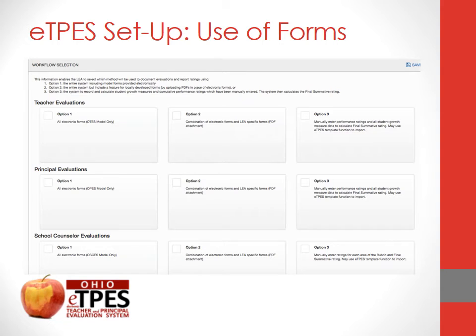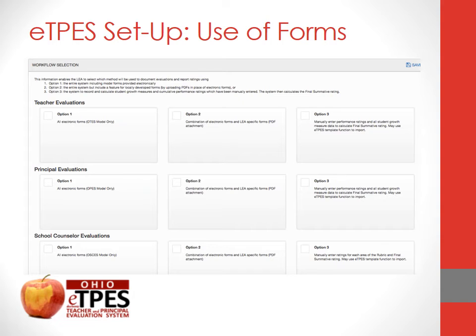Just as in the past, districts will be making a determination about what forms will be used in ETPES. Districts will need to determine what forms they will be using. There are 3 choices regarding the use of forms in ETPES. Each of these options is a separate choice for the Ohio Teacher Evaluation System, the Ohio Principal Evaluation System, and the Ohio School Counselor Evaluation System.